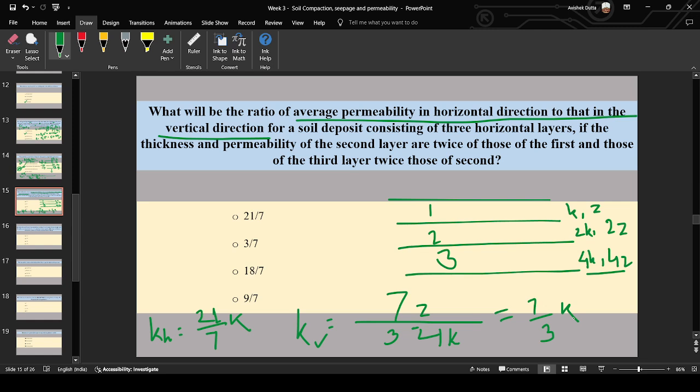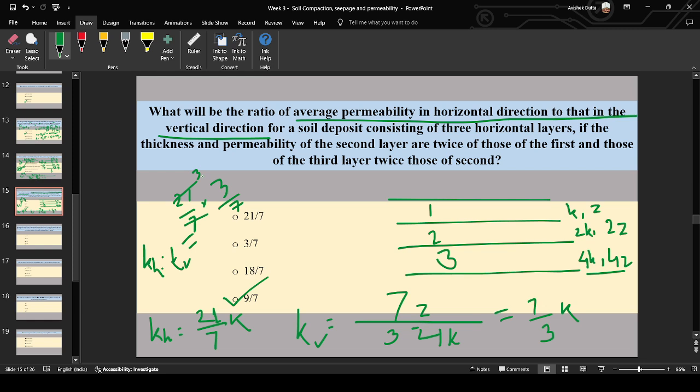Now the ratio between these two, KH is to KV. It will be how much? 21 by 7 divided by 7 by 3, which means into 3 by 7. 3 times 3 is 9. The answer is 9 by 7. The answer is 9 by 7.